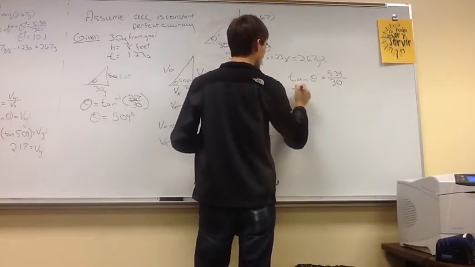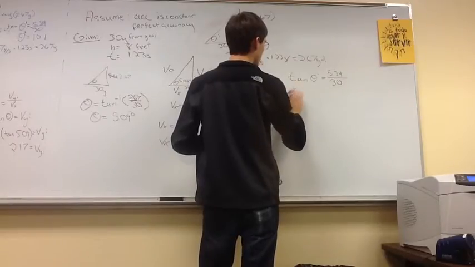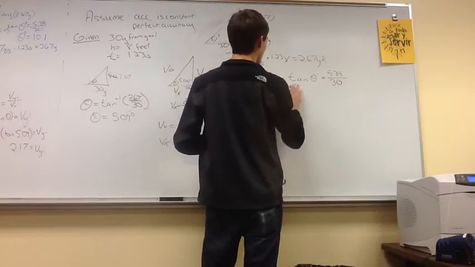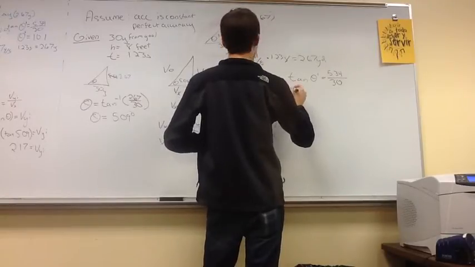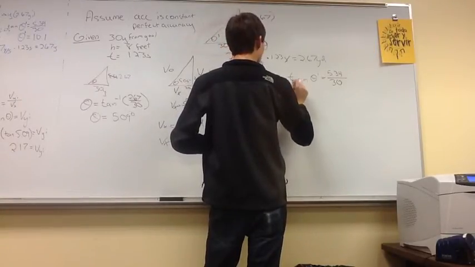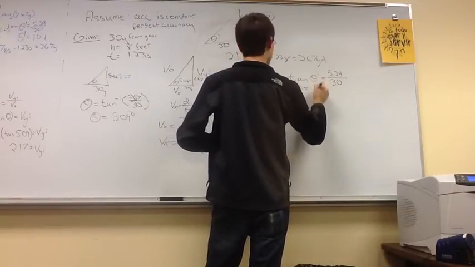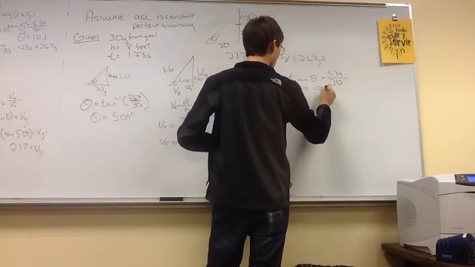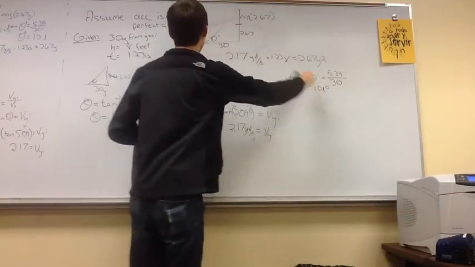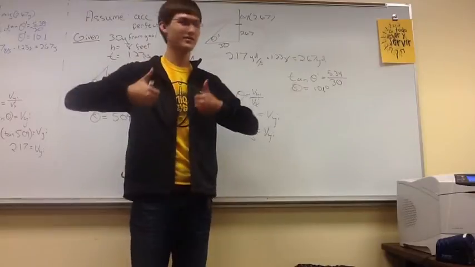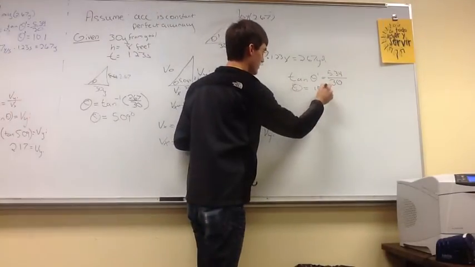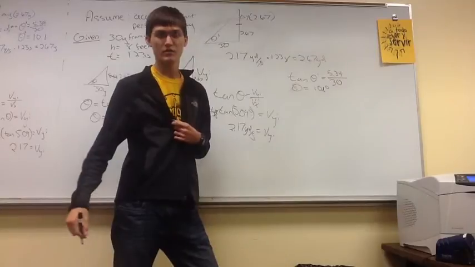Then, we take the arctan of this value, and shaboom, we get 10.1 degrees. Yes, we did. Therefore, the perfect angle that I have to kick it at in order to score a goal would be 10.1 degrees up in the air.